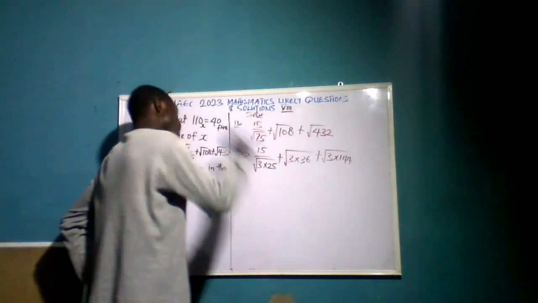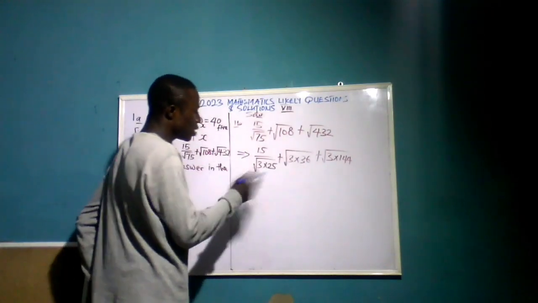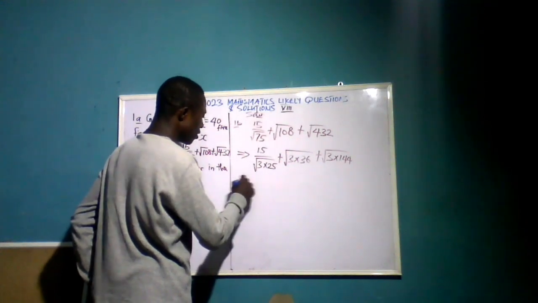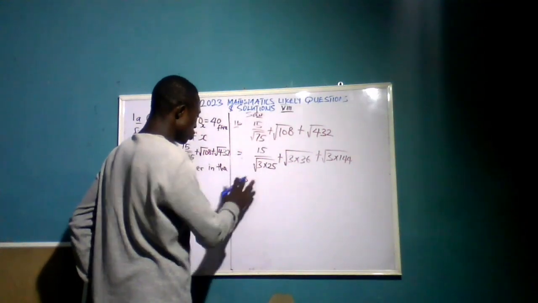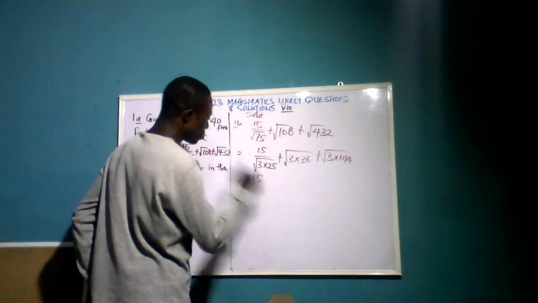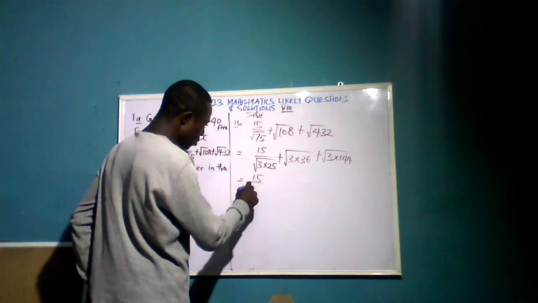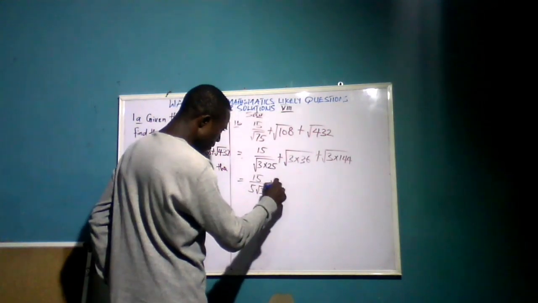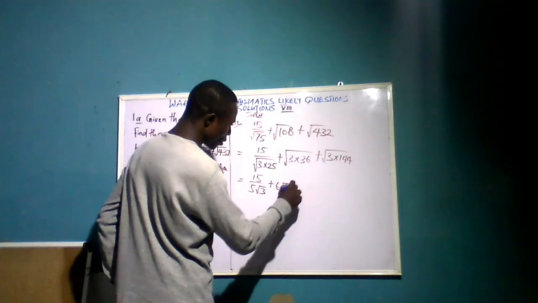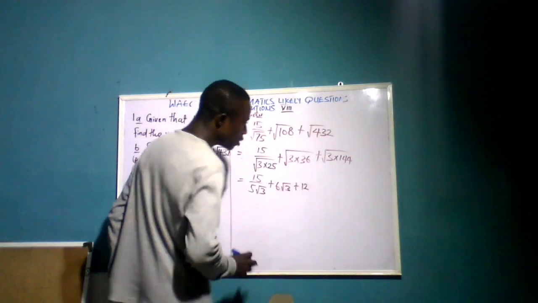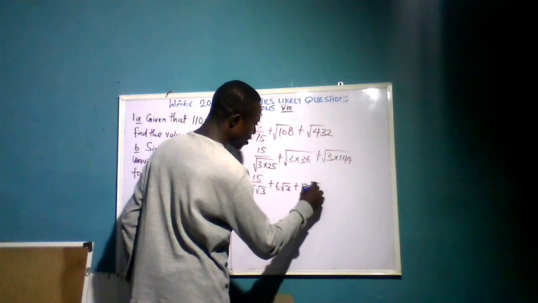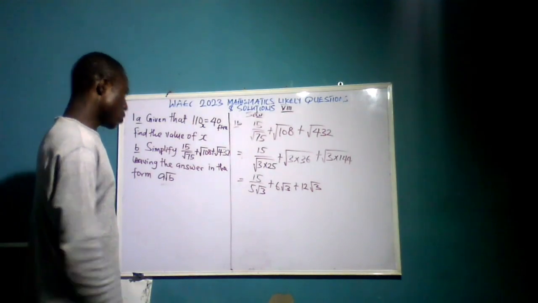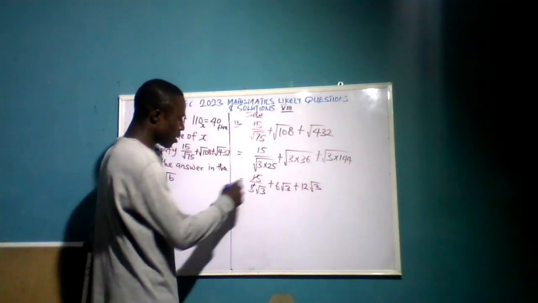Okay? And from here, just take away the perfect squares and bring the numbers out. So this will be equal to 15 all over root 25, which is 5, root 3, okay, plus 6 root 3, plus root 144 which is 12, root 3. And the next thing to do is that we can still simplify this. 5 here 1, 5 here 3.